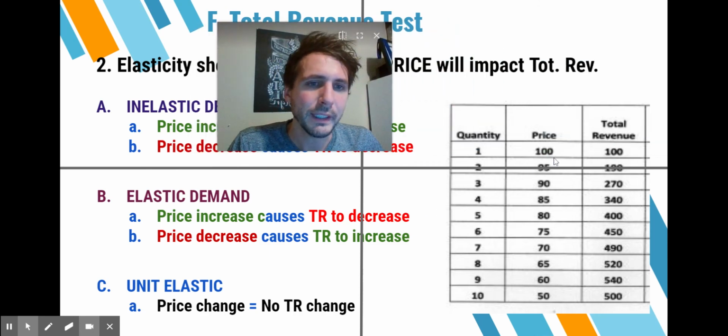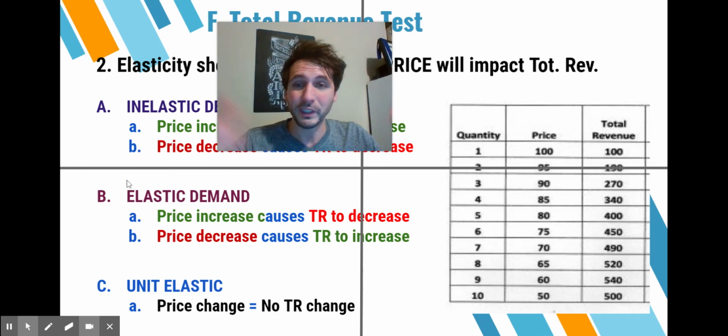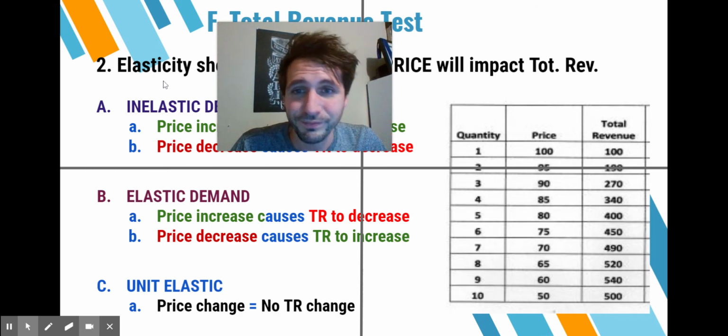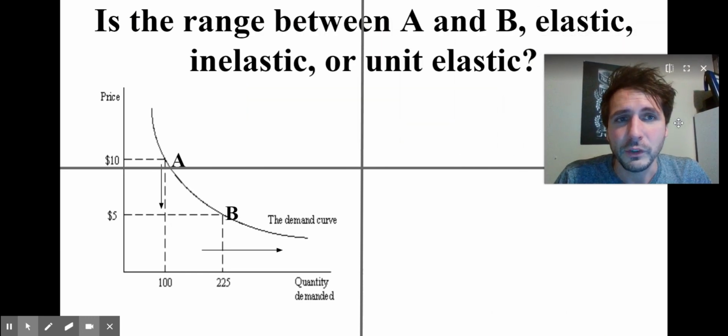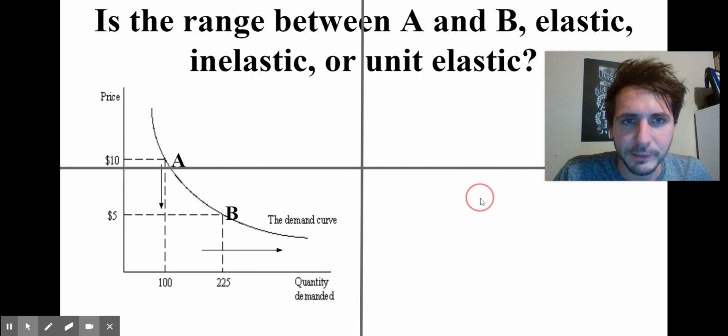Okay, so you can see here when price goes down from 90 to 85, my total revenue goes from 270 to 340. So price goes down, total revenue goes up. Price goes down, total revenue goes up. That must be elastic because they're moving in opposite directions. There you go.